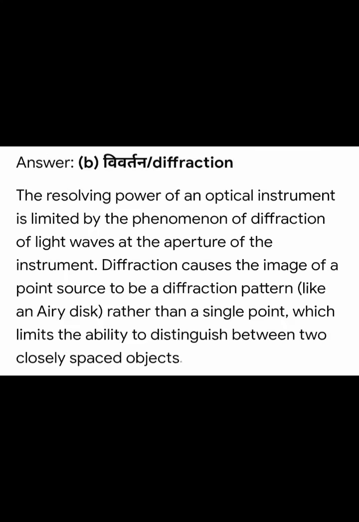The next question is, the limit of resolution of an optical instrument arises on account of dash. The resolving power of an optical instrument is limited by the phenomenon of diffraction of the light waves at the aperture of the instrument. The diffraction causes the image of a point source to be a diffraction pattern rather than a single point, which limits the ability to distinguish between two closely spaced objects. So the answer is diffraction.